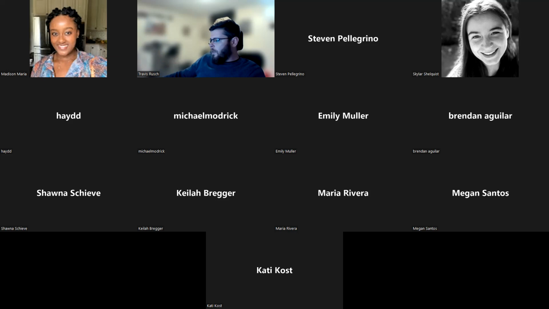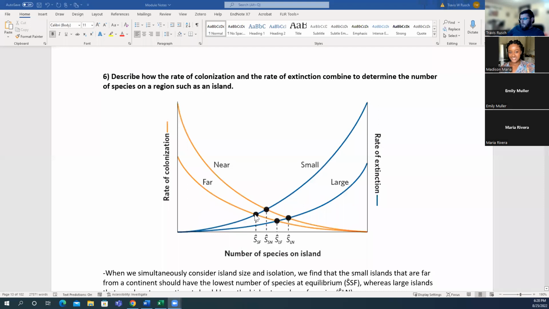And then I'll share my screen again with this, because now we're going to get the questions asking to determine the number of species when this is taken together. So what are these dots right here at these intersections when we talk about near and far and large and small? It's the amount of species that would be present on that island at any given time.